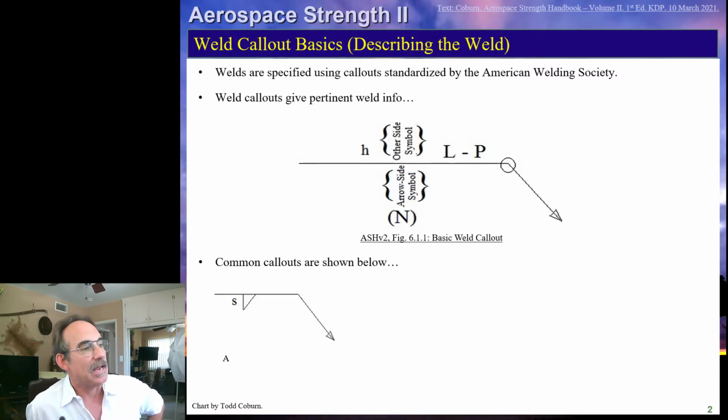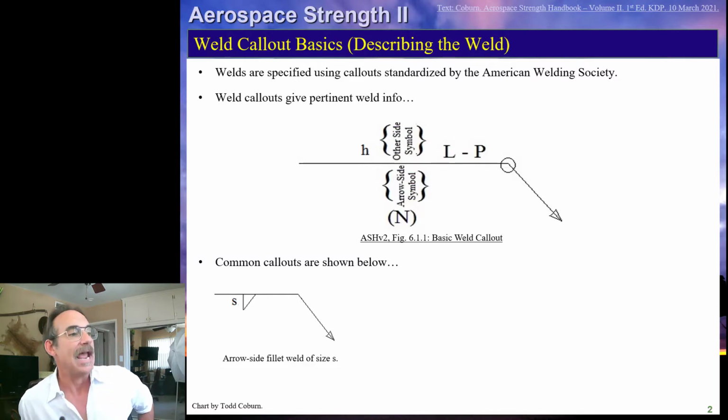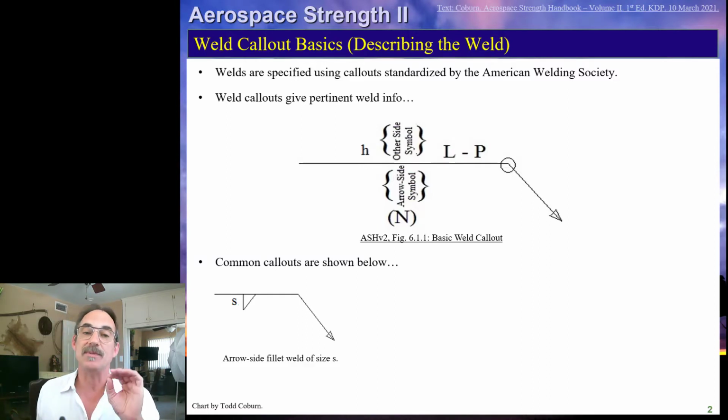For example, if we have this call out, now this is actually a fillet weld symbol. This is what a fillet weld symbol looks like. You can see here this S is the size. It was H up here. Now we're calling it S. That's the size of the fillet weld. And we can see that this is a near side, which means that the weld is occurring right where this arrow is pointing.